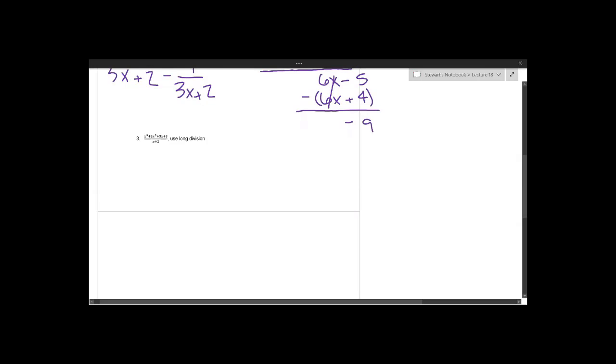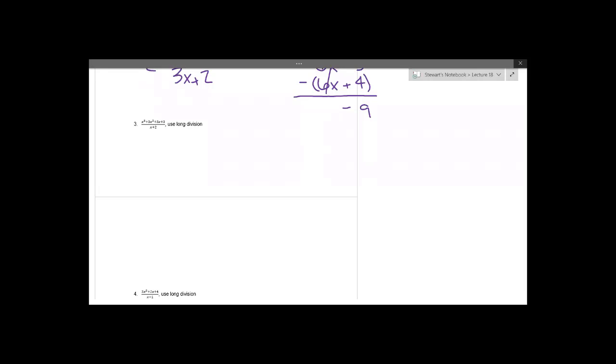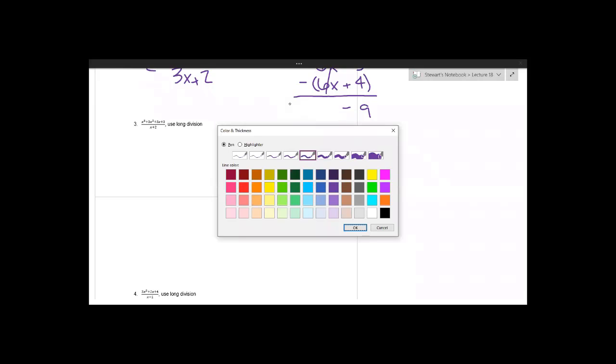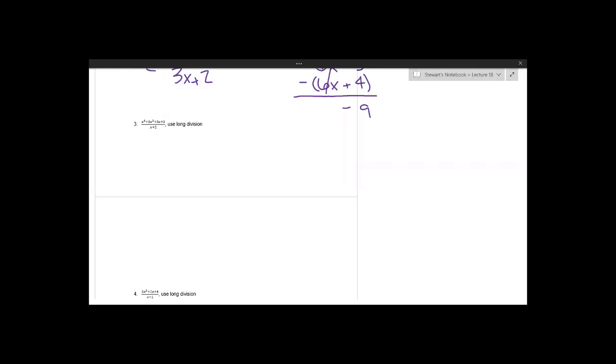Okay, so now we're gonna evaluate another one. It's the same process. It's just more terms, because the top polynomial is a cubic, or has a cubic term in it. Okay, so we have x cubed plus 3x squared plus 3x plus 3 divided by x plus 2. So our x plus 2 goes outside the division house, and then the x cubed plus 3x squared plus 3x plus 3 goes inside.